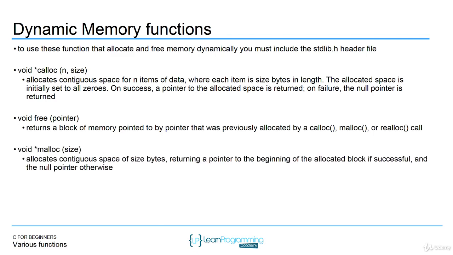Malloc is a simpler version of creating memory. It doesn't actually initialize any data. It just takes the size as a parameter. It returns a void star, so you always need to cast it, just like with calloc, to whatever type of memory you're pointing to. If you're pointing to int or float, you have to cast that.